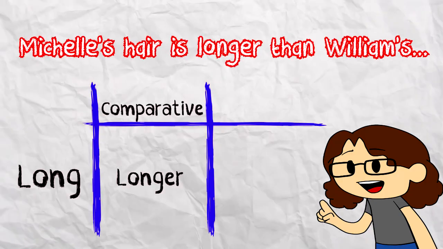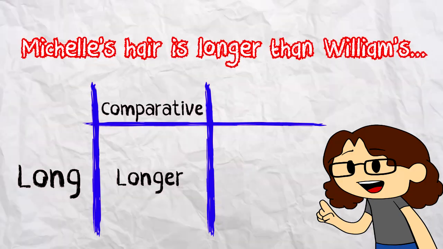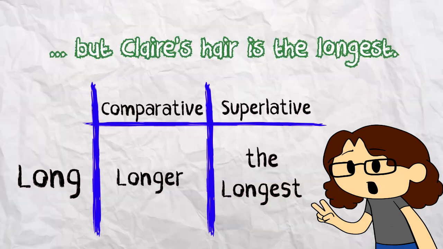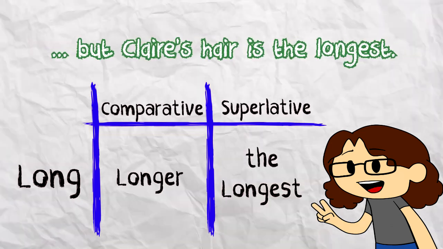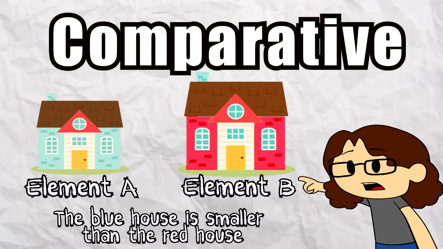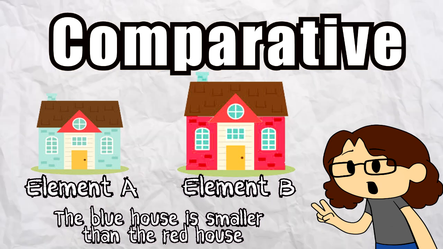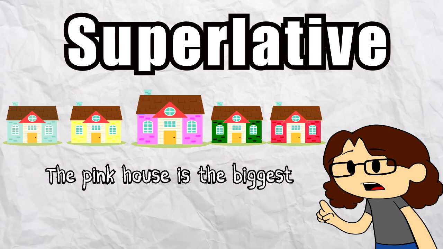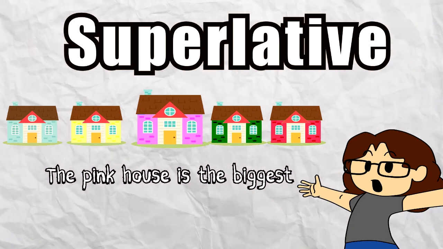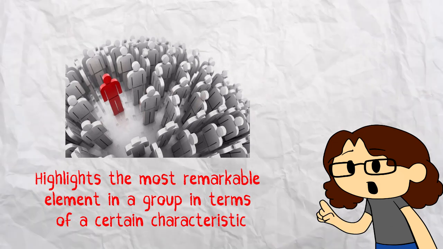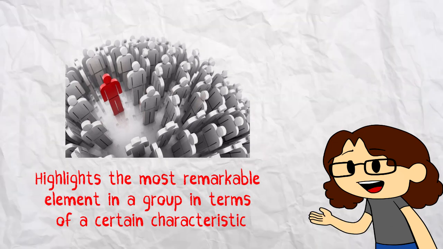In the first part, I used the comparative degree of the adjective long, and in the second part, I used the superlative degree of the adjective long. The comparative establishes a comparison between 2 elements, while the superlative establishes a comparison of one element among all others. The superlative highlights the most remarkable element among all others.